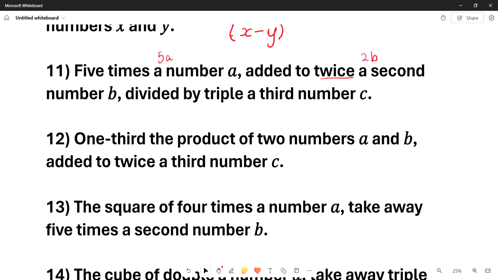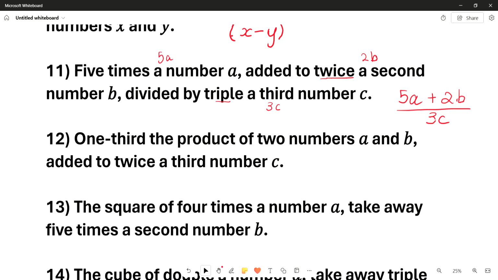And then divided by triple. So triple means to multiply c by 3. So 3 times c would be 3c. So if we put that all together, 5a plus 2b divided by 3c. Now you could pause the video and try the questions and then play it again to see if you get the correct answers. That's one way to practice with me.